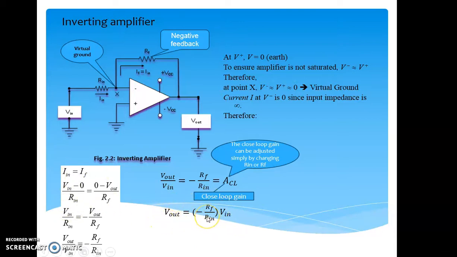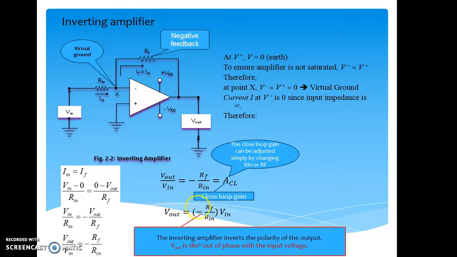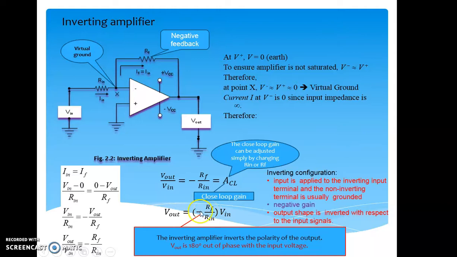From this there is a negative sign, and this negative sign indicates that the inverting amplifier inverts the polarity of the output signal. That is, the output voltage and the input voltage are out of phase, with a 180-degree phase shift between the output and the input. Now we can summarize this inverting configuration. First, the input is applied to the inverting input terminal and the non-inverting terminal is grounded. Second, the gain is negative. Third, the output shape is inverted with respect to the input signal.